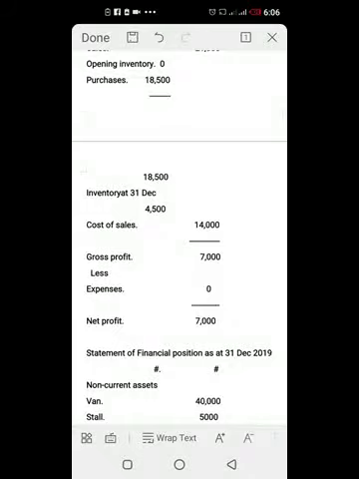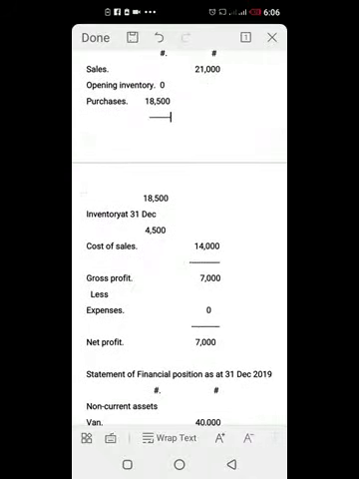Then inventory as at 31st December of that year was 4,500. That means all the goods that we purchased, the ones remaining that we did not sell off during that year, was 4,500 naira. We subtract that from the purchases to get 14,000 naira. That means the cost of sales was 14,000 naira. Now we subtract it from the sales. When we subtract it from the sales, we discover that 7,000 naira is left. That means the gross profit now is 7,000 naira.